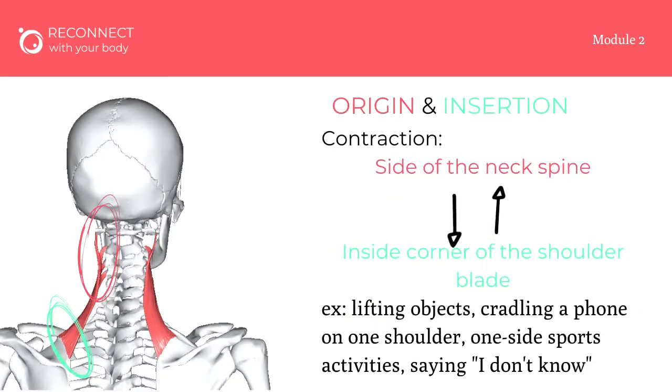So this muscle originates from the side of the neck spine and inserts to the inside corner of the shoulder blade. So when this contracts, it bends your head and also moves the head backwards, so you look up at the ceiling. So we use this muscle when we lift objects, or cradle a phone on one shoulder, or in one-sided sports activities, or, I don't know, like when you shrug the shoulder. So please double check the origin and insertion of this muscle, and let's stretch it.